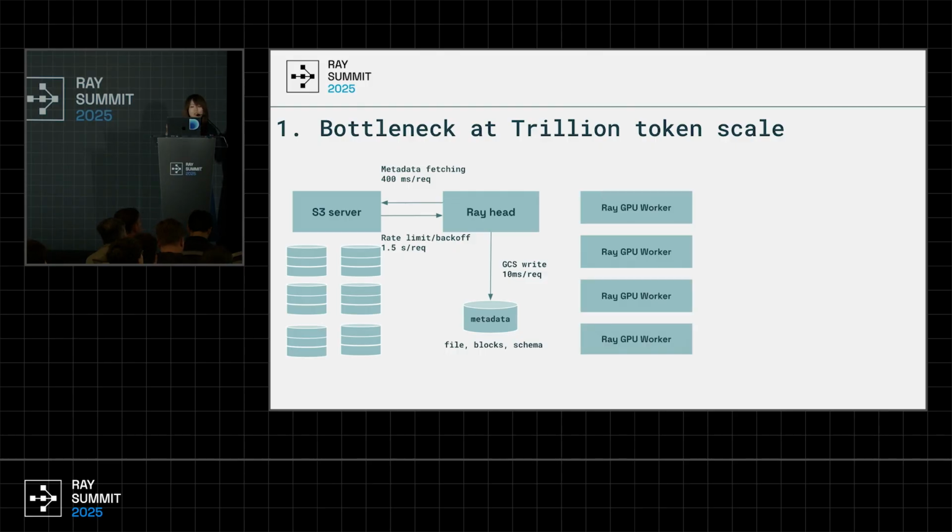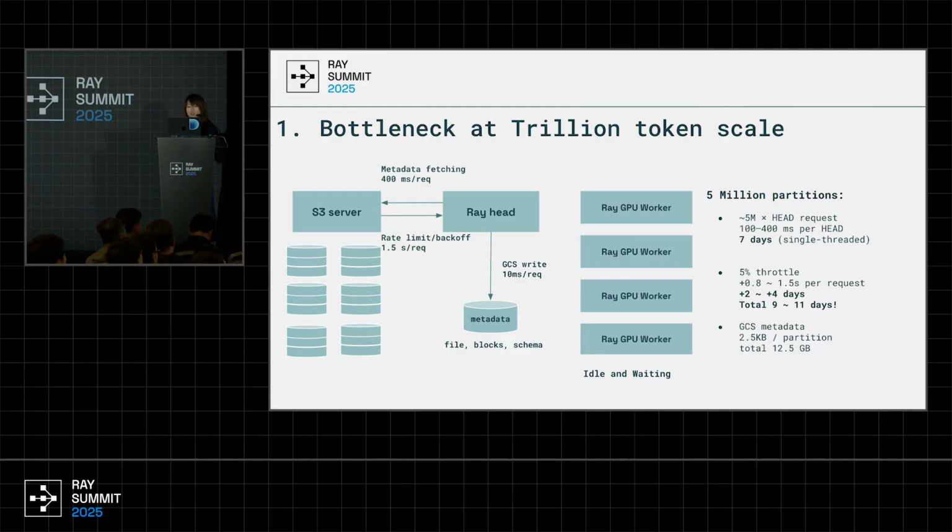Then you have your Ray cluster, which has a lot of the GPU workers already up, but they are waiting for the metadata fetching to finish and distribute the workload. So I want you to do a simple paper math with me. If we have 5 million partitions and we file 5 million head requests at 100 to 400 milliseconds per head request, in total for single-threaded metadata fetching, it will take 7 days to finish.